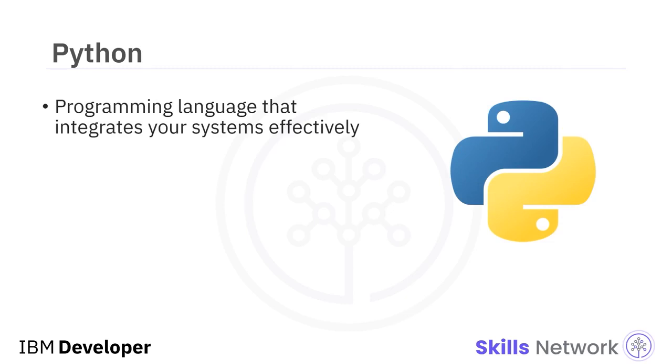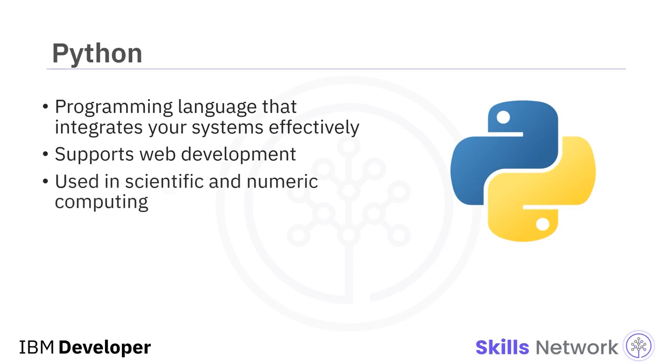Python is used in many application domains. It supports web development with the help of frameworks such as Flask. Python is widely used in scientific and numeric computing with the help of libraries such as SciPy for mathematics, science, and engineering. Python is also a popular choice among the artificial intelligence and machine learning community.